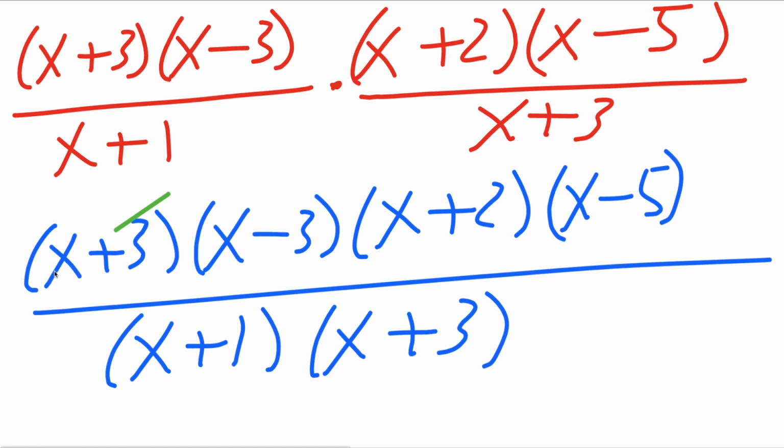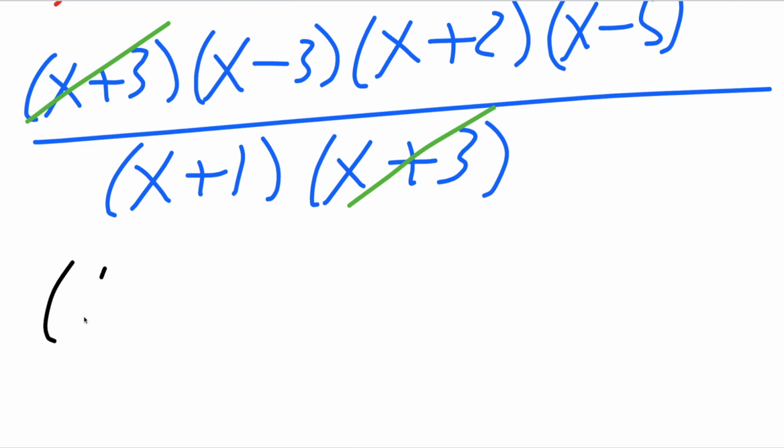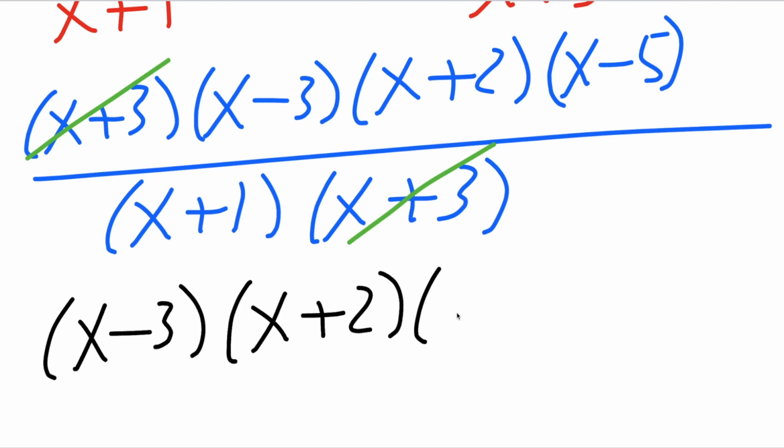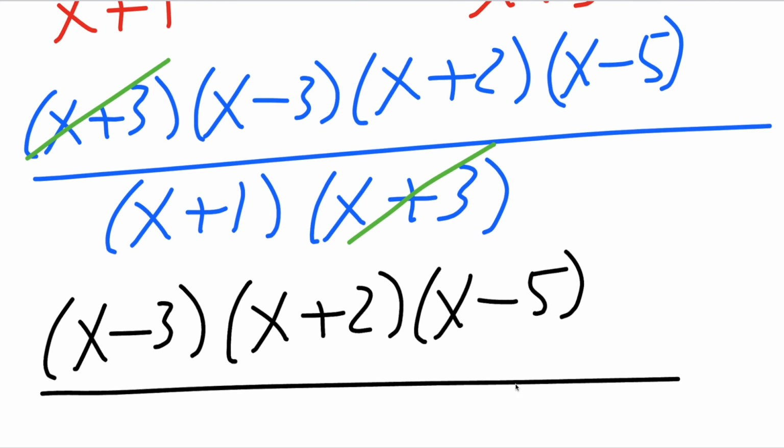So we have x plus 3 and an x plus 3. We cancel it. And now we're just going to rewrite this and restate our restrictions. So we can say (x minus 3)(x plus 2)(x minus 5), and the whole thing being divided by x plus 1.